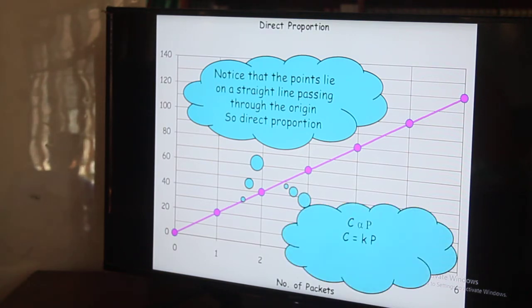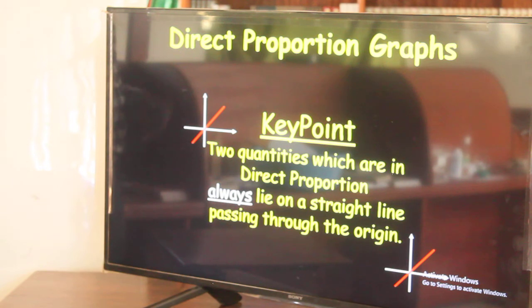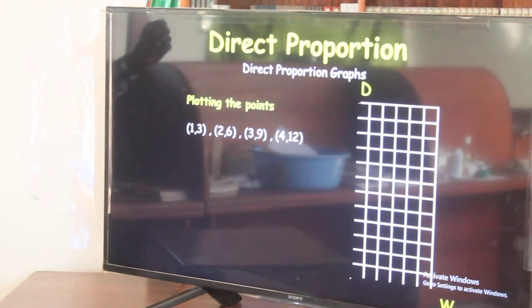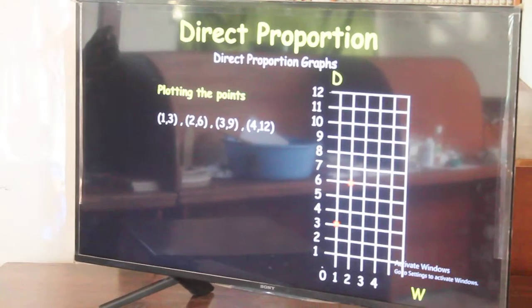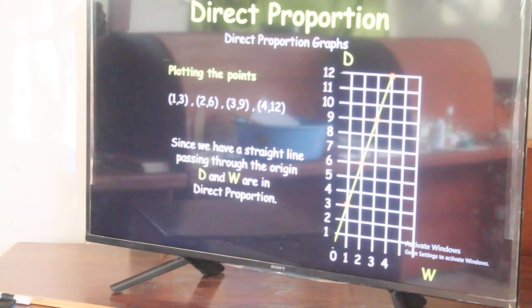C is directly proportional to P, which means C equals kP, where k is a constant. k is the gradient, the change in y over the change in x. And that k in this case is 20. So that's how direct proportional graphs look. Two quantities which are in direct proportion always lie on a straight line passing through the origin. That's the key point. For example, if you were to plot these points, after plotting them, you get the dots, and it's a straight line through the origin.